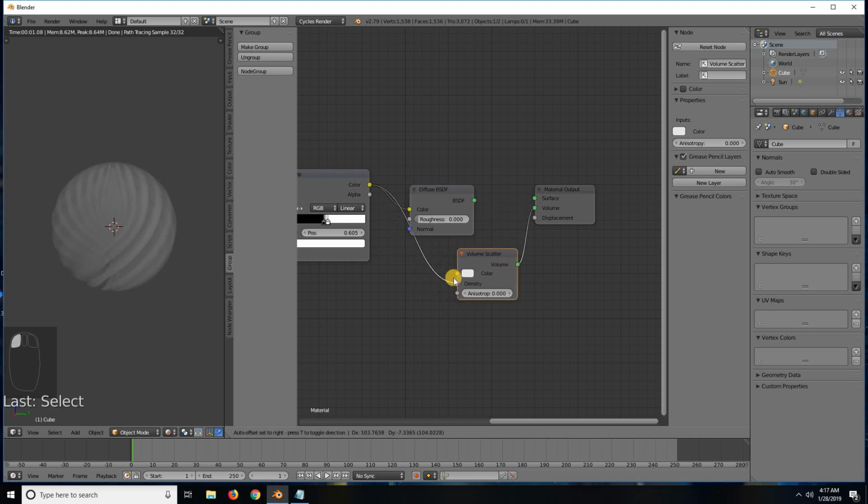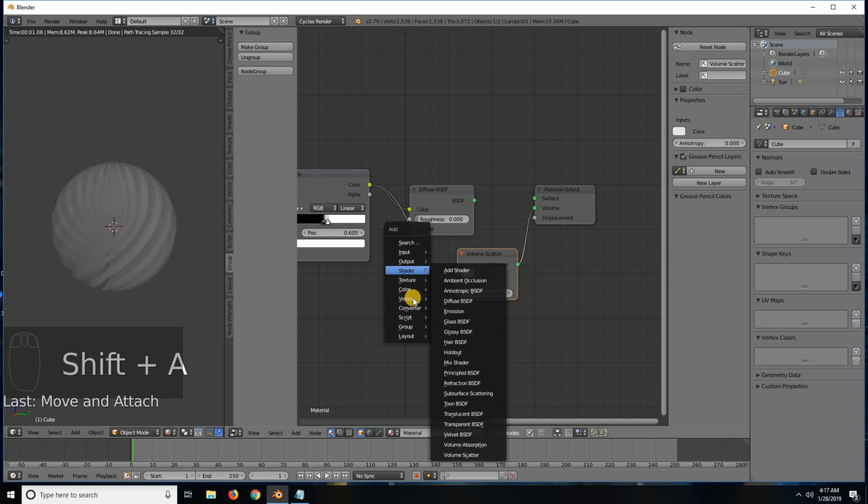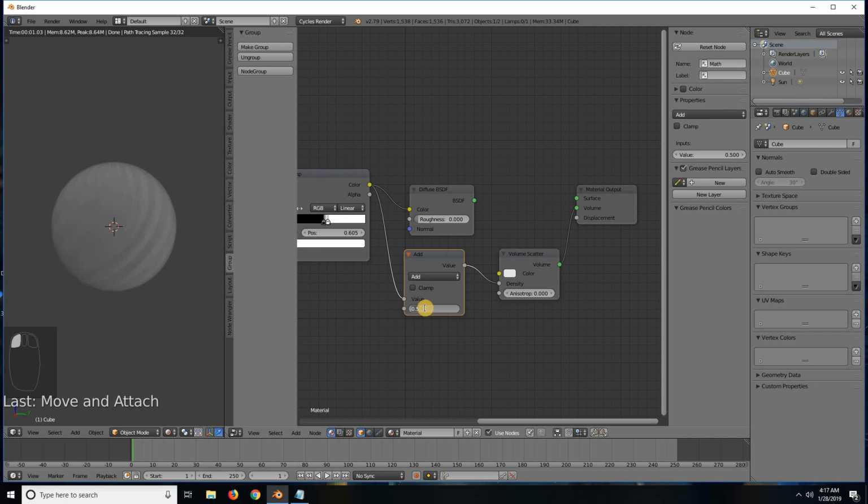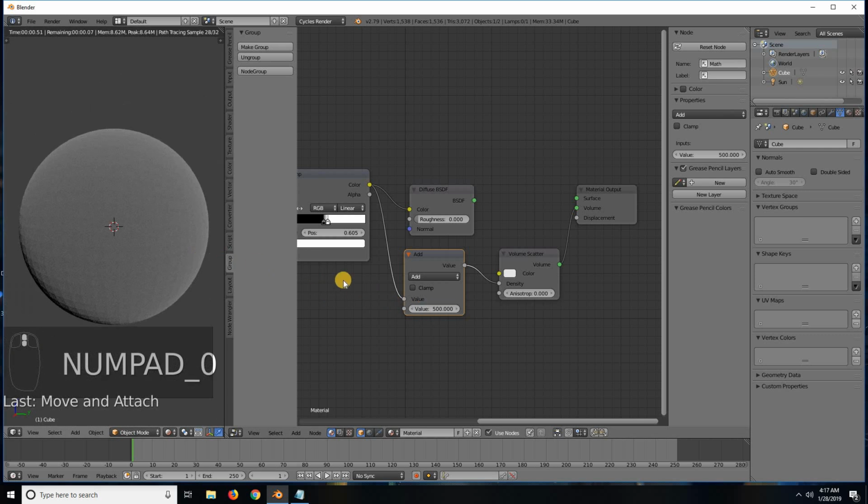Ooh, that's not very dense. Let's throw a math node in here and multiply that by like 500. Make it super dense. Whoa, that was way too dense.